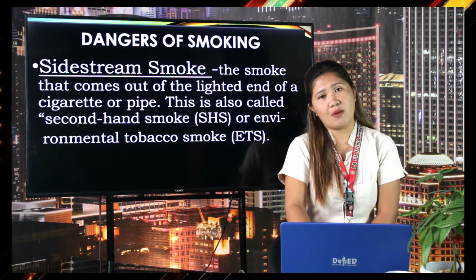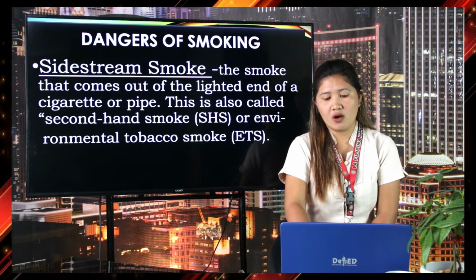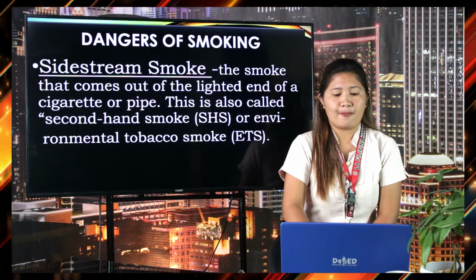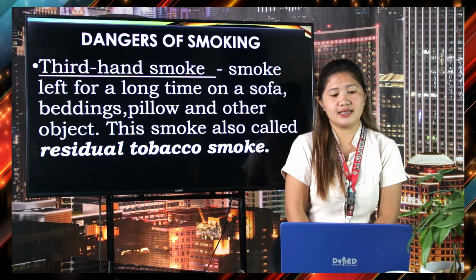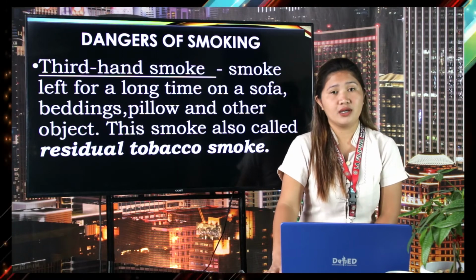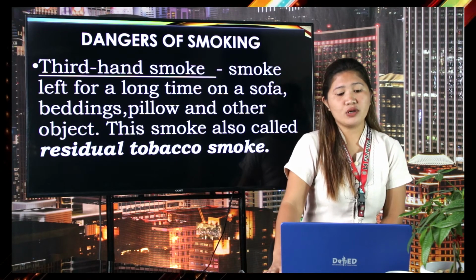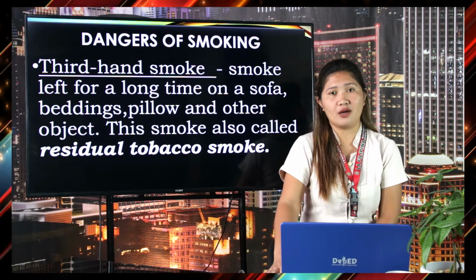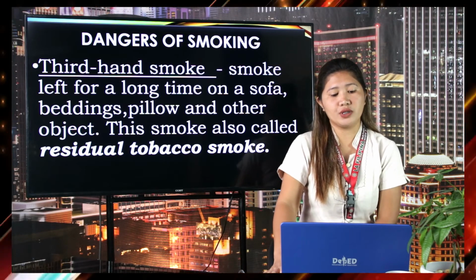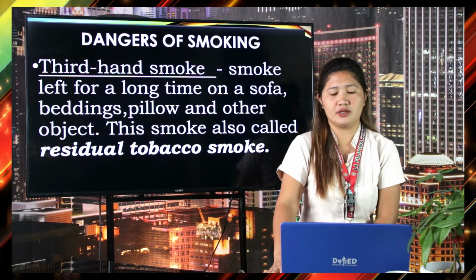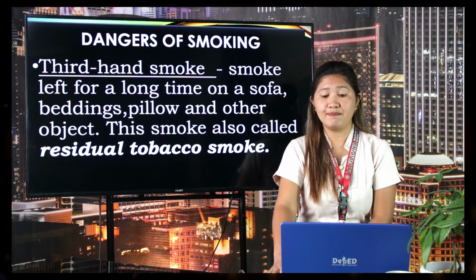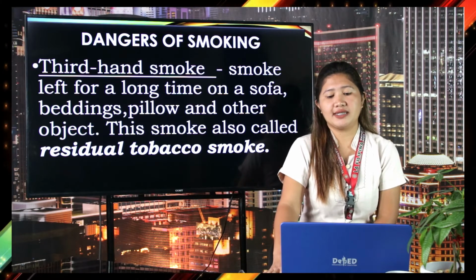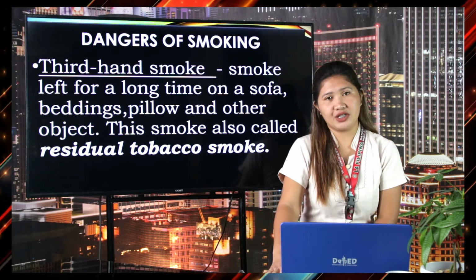If we are nearby to a person who smokes, we are exposed to secondhand smoke. And the last kind, or type, of smoke is third hand smoke. Smoke left for a long time on a sofa, beddings, pillow, and other objects. This smoke is also called residual tobacco smoke. It settles for a long time with dust and can last for many months. This smoke contains harmful chemicals and carcinogens.